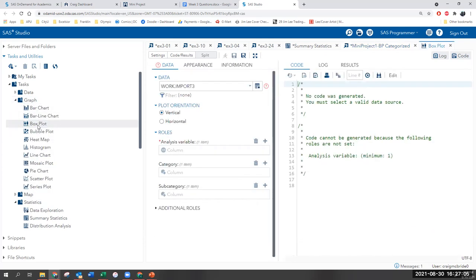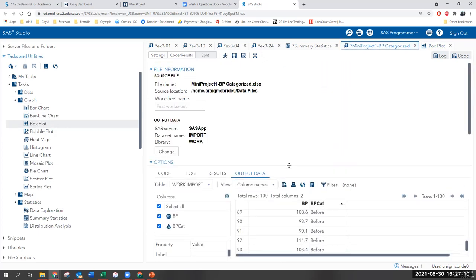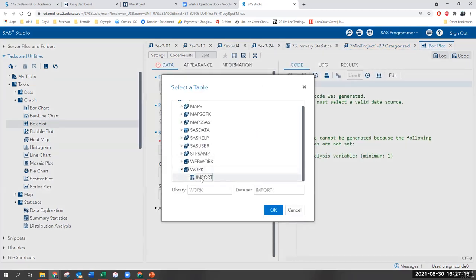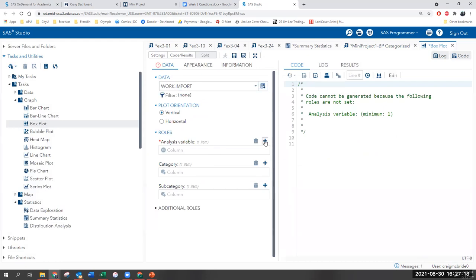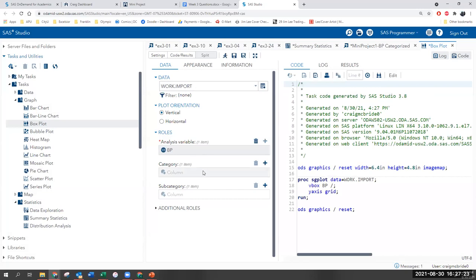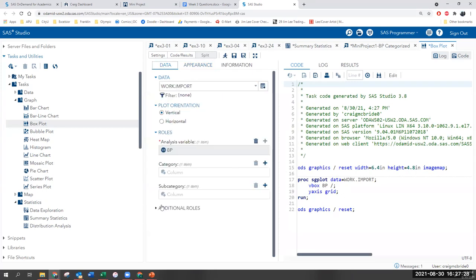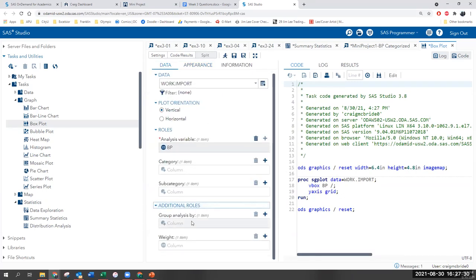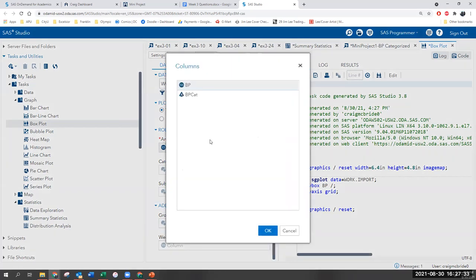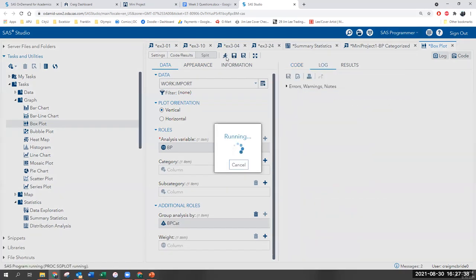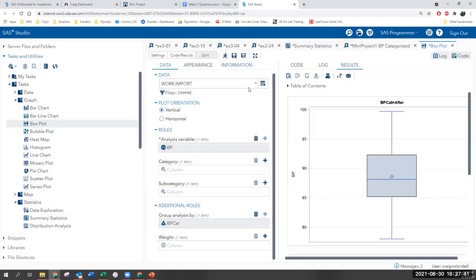go to Graph and Box Plot. Where was this one saved? I think it was just saved in work. So I want to pick up the import. The analysis variable is BP. And then for the appearance, no, I think you just do it here. There we go, group analysis by. So you have your grouping variable, and you use BP category. If you run that, I should get two of them next to each other.